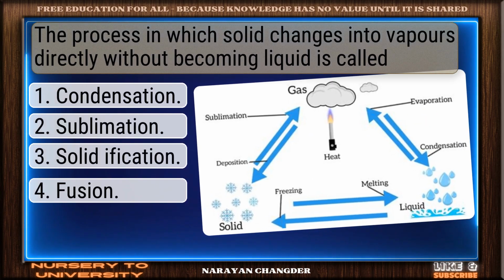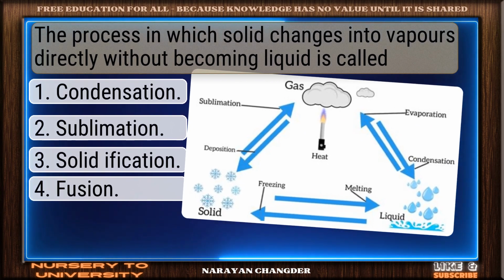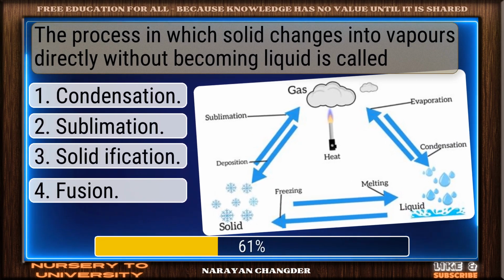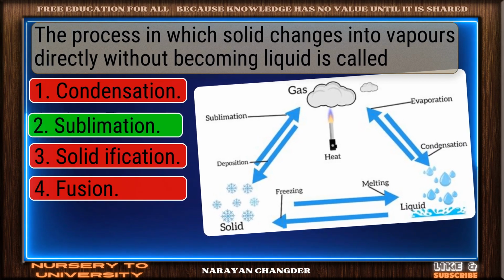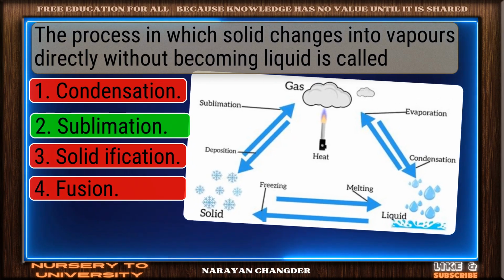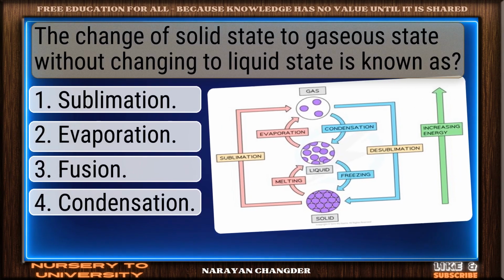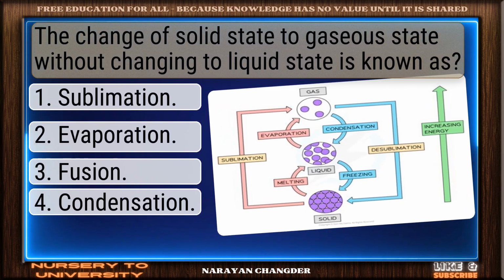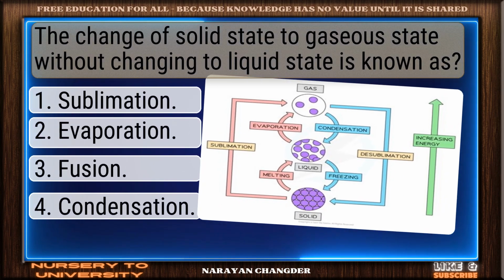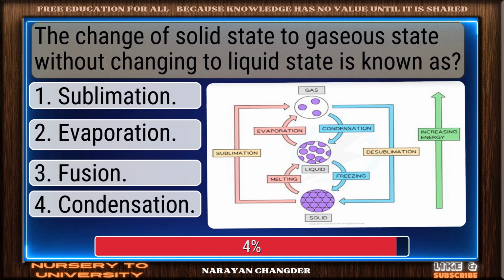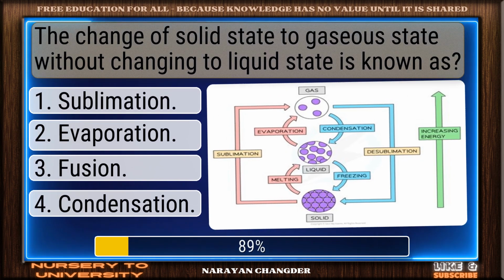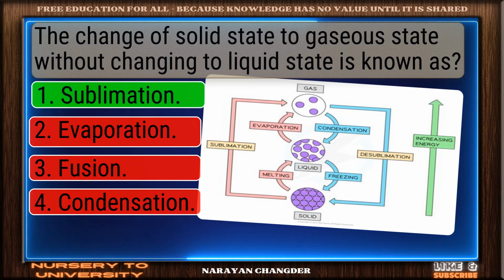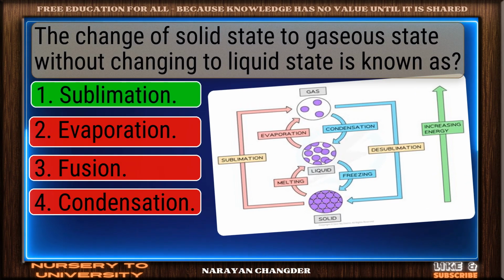Question number 15. The process in which a solid changes into vapors directly without becoming liquid is called? Smart move. Sublimation is an accurate answer. Question number 16. The change of solid state to gaseous state without changing to liquid state is known as? Correct response. Sublimation is the most accurate answer.